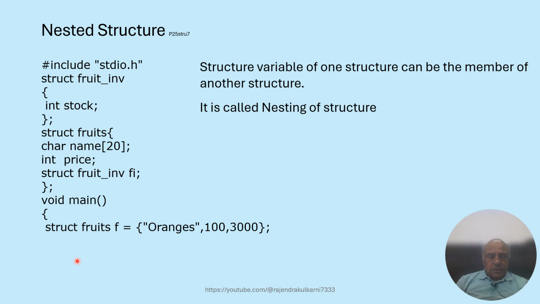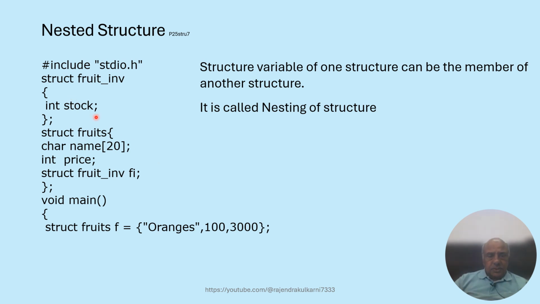Then we initialize the structure variable f. Struct fruits f is equal to oranges, which is the name, char name. This is the price, int price, and 3000 is the stock of those oranges with that particular dealer for which this program can be executed.